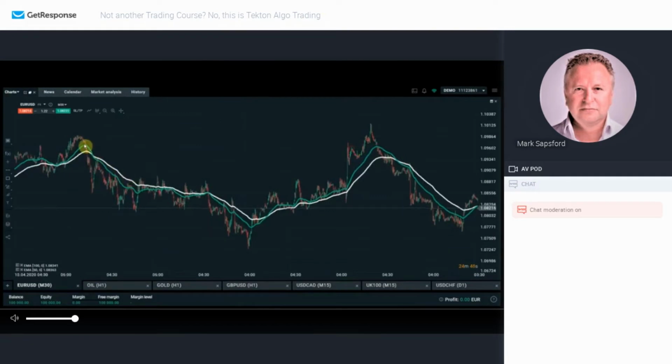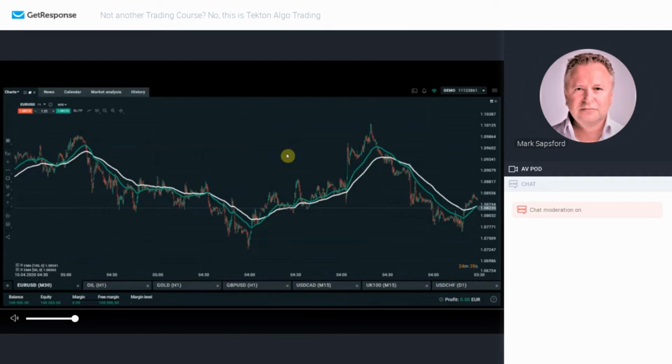As you can see, when the fast crosses the slow, we get some moves to the downside. When the fast crosses above, we get some moves to the upside. Now I'm not saying it's going to work every time, but this is how I create my strategy. I've thought about it, and I'm going to use the moving average.